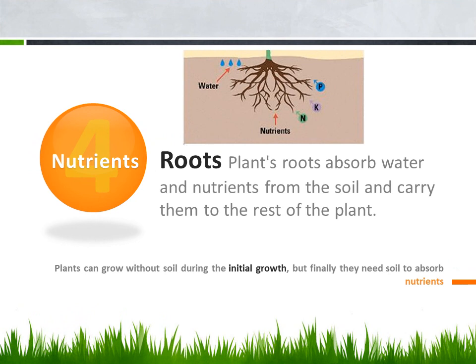And finally, nutrients. How are the nutrients absorbed by the plant? Exactly, also from the roots. So plant roots absorb water and nutrients from the soil and carry them to the rest of the plant. Plants can grow without soil during the initial growth, but finally they need soil to absorb nutrients.